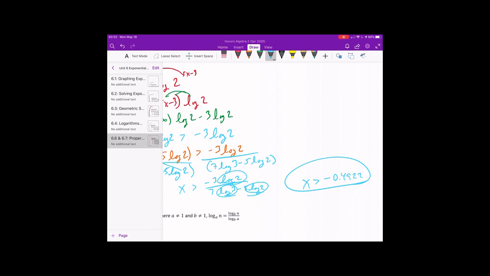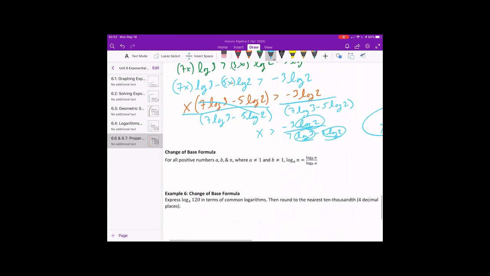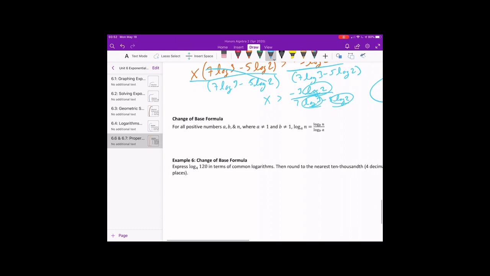All right, last thing we're going to look at is the change of base formula. And basically the change of base formula says this: as long as a and b are not equal to 1, if I have log base a of n, I can convert that to a new base by keeping the n in the numerator and the base will be in the denominator.